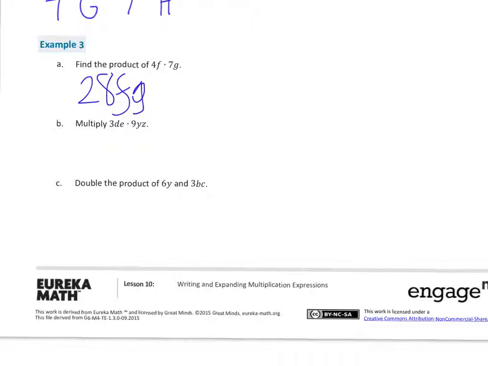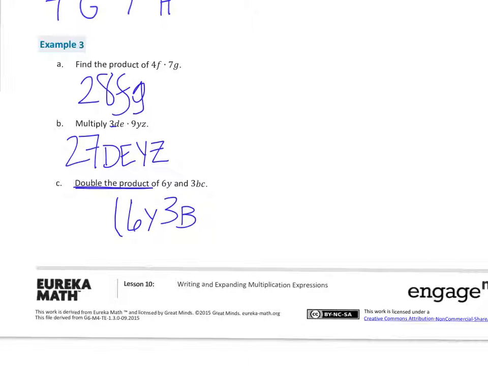So do the same thing here. The only one we know for sure is the 3 and the 9, and we know that that would be 27. And then we still have our d, our e, our y, and our z. Now the last one says double the product of 6y and 3bc. I know we're multiplying because it says product, and then we have to double it because it's already the product. Those are already multiplied together before we double it. That's why I have those in the parentheses, so those are all taken care of first.